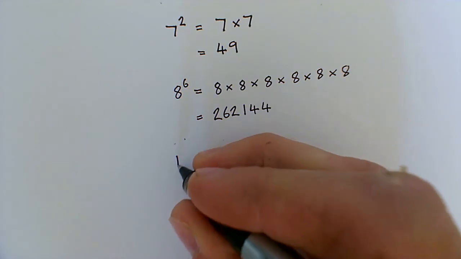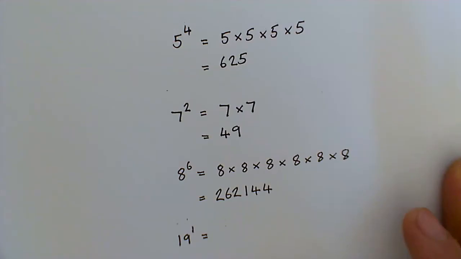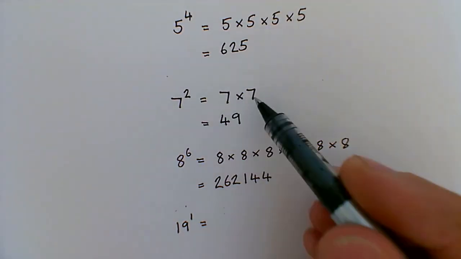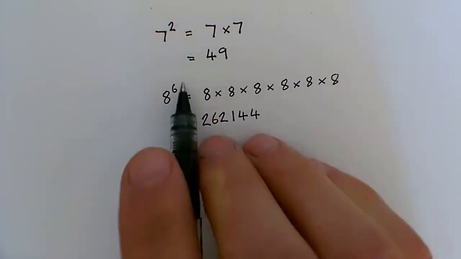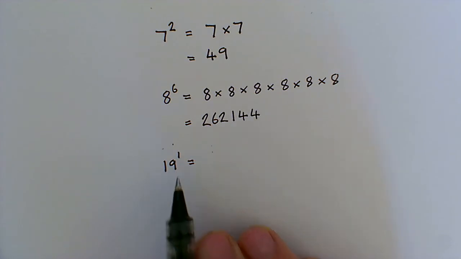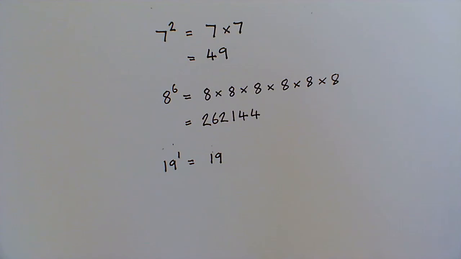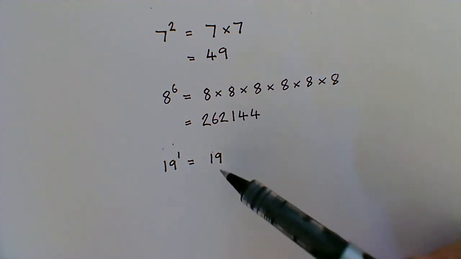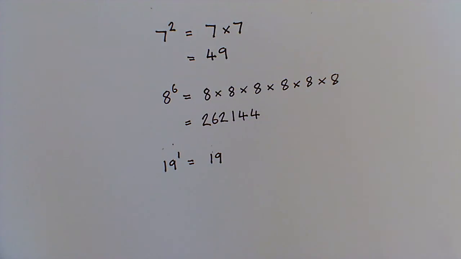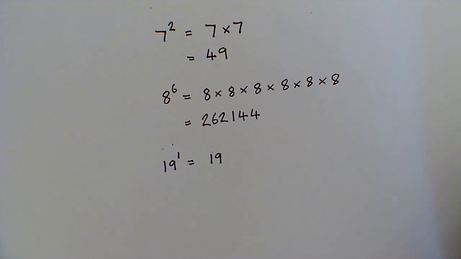Slightly odd one for you. This one I just want you to be aware of. Up here, when I had 7 with a 2 up there, power 2, I multiplied together 2 7s. When I had an 8 with a 6 at the top, I multiplied together 6 8s. This is asking me to multiply together one 19. Well, there's my 19, and I don't really need to multiply by anything. That's it, just 19. So 19 to the power 1 is just the same as 19. Or, in fact, anything to the power of 1 is just that number. And that's just a handy little fact to have on the side.